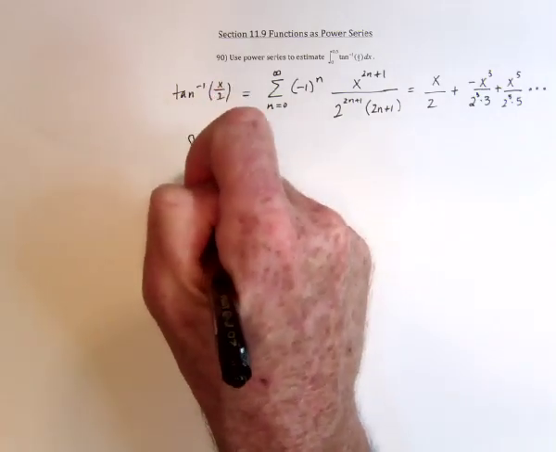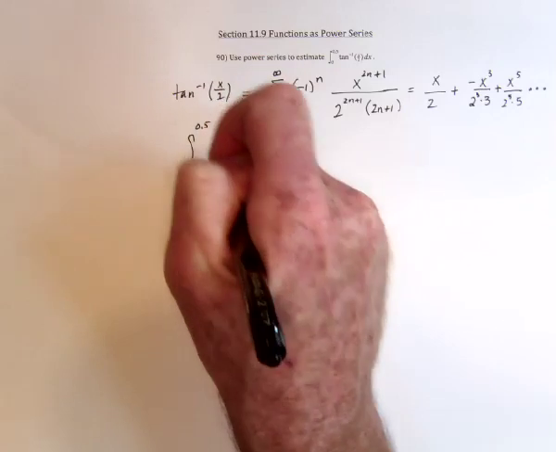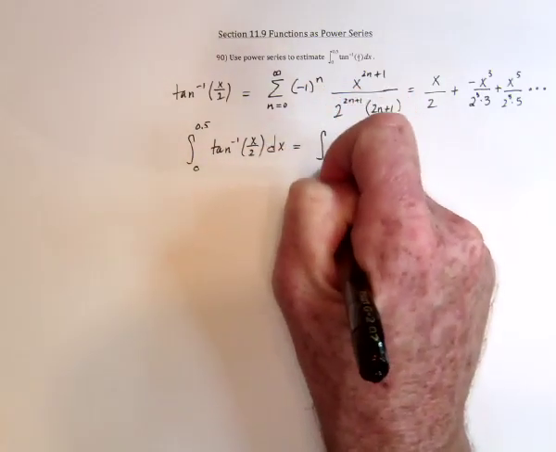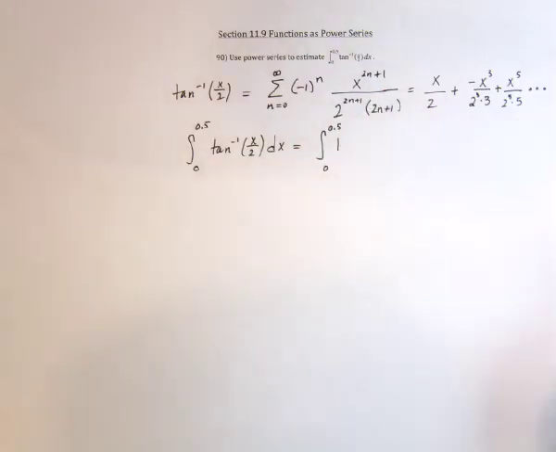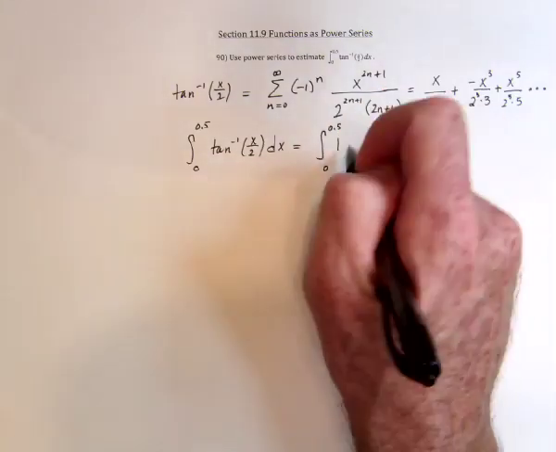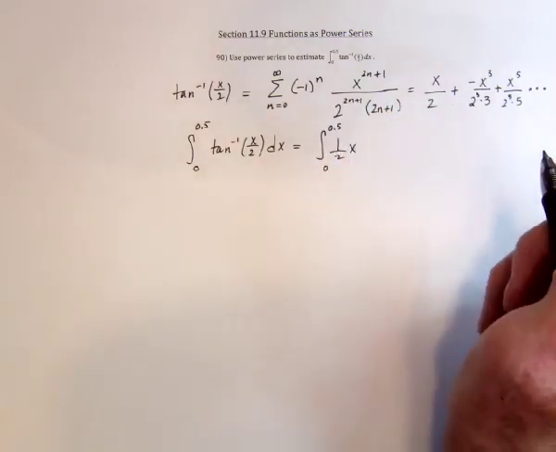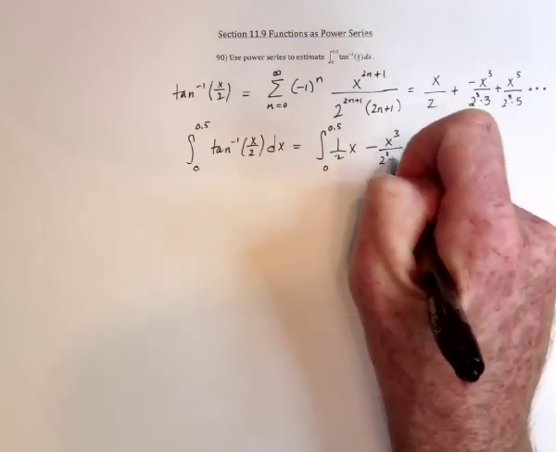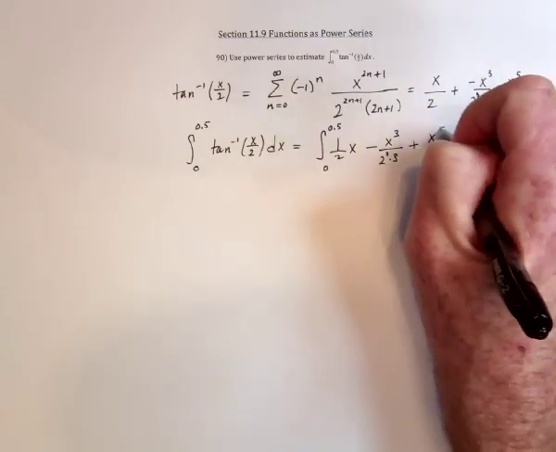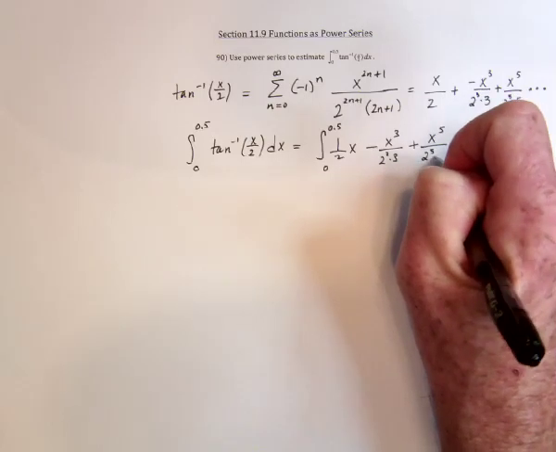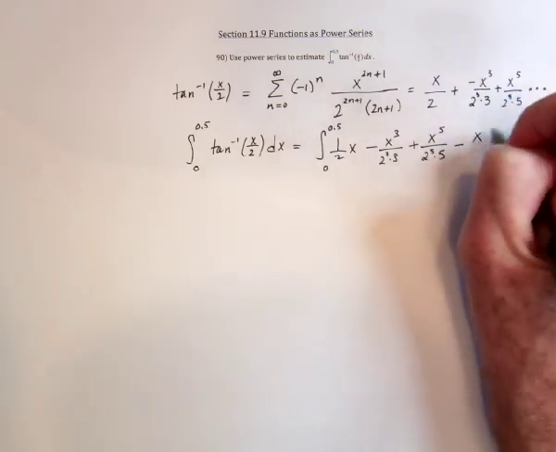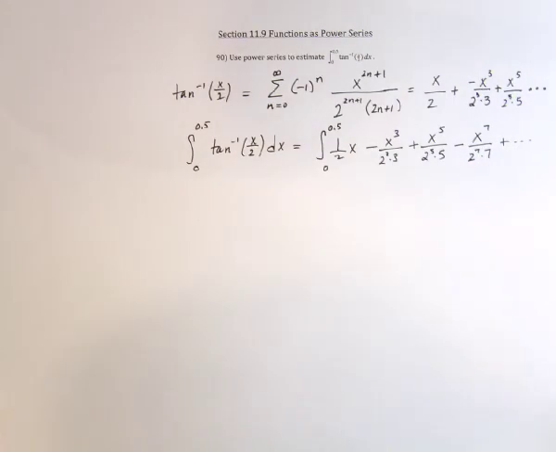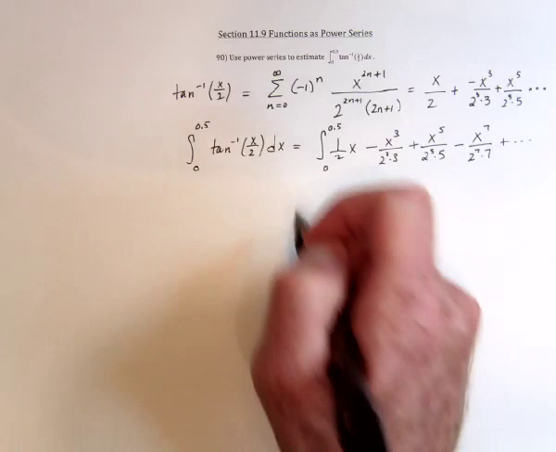So if you integrate from 0 to 0.5 tangent inverse of x over 2, that's the same as integrating from 0 to 0.5. Let's see, the first one is 1/2 x. Next is minus x cubed over, I'll just leave it as 2 to the 3rd times 3, plus x to the 5, 2 to the 5 times 5, and one more, x to the 7 over 2 to the 7 times 7, etc. So by using just 4 terms, we could get a very good estimate.